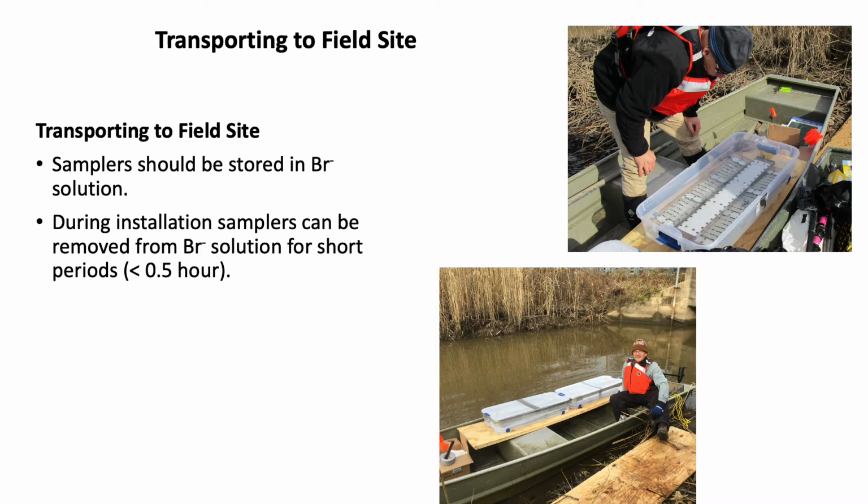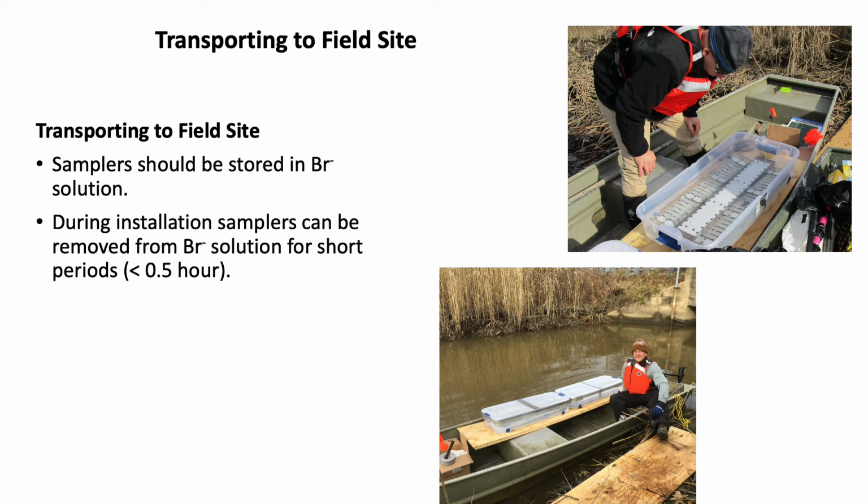Transporting to a field site. The samplers can be deployed off-site in a lab or even a hotel room, and they can then be transported to the field. A couple of issues that should be thought about. One, the samplers need to stay submerged. They can be out of the bromide solution for hours without drying out, but in general it's best to keep them submerged. Plastic containers can be used to transport them. They can then be transferred from a truck or a van to a boat, and then a separate container used to keep them submerged until they're ready to be deployed.